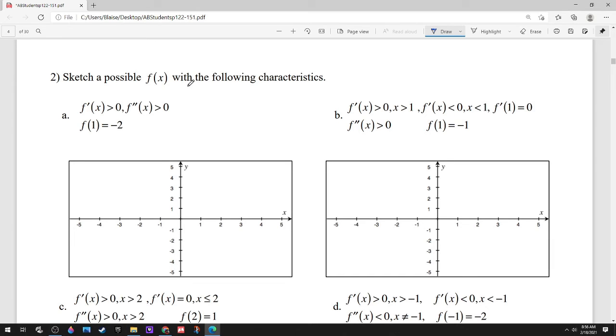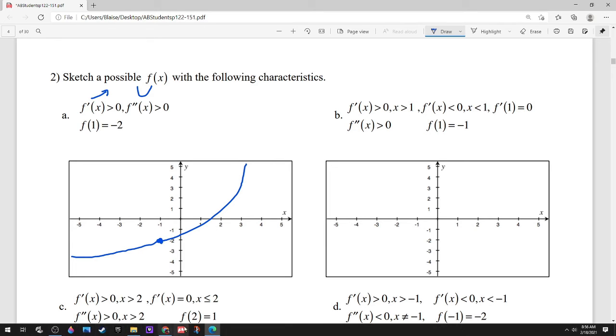Sketch a possible f of x with the following characteristics. F double prime is greater than 0. Okay, so it's always going up, and it's always concave up. And f of -1 is -2. So we have this dot. It's always going up, and it's always concave up. So you might have a hard time drawing it, but just make sure it's always a cup shape and it's always going up. There. That's a possible picture.